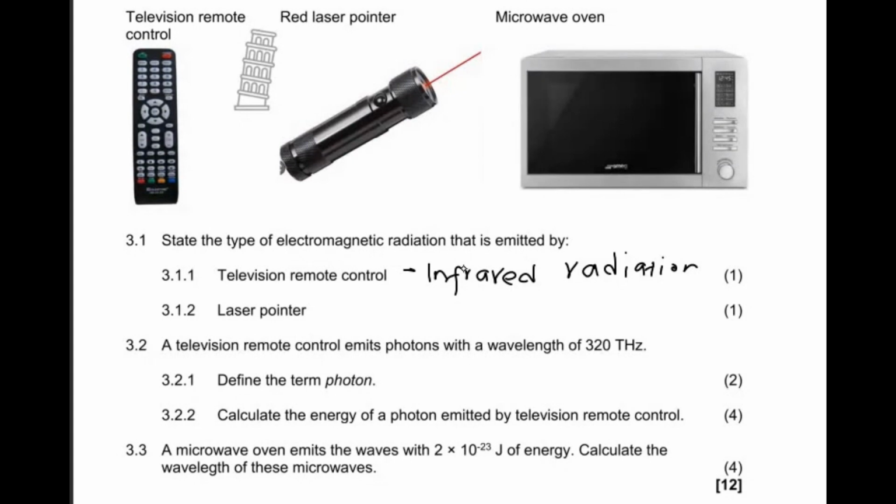All of them. So television remote controls, they use that infrared radiation. And the laser pointer, which electromagnetic radiation is used there? You see that the laser pointer emits a red light. So that tells us it's visible light. Visible light is a type of electromagnetic radiation. So that's how you'll get your answer.